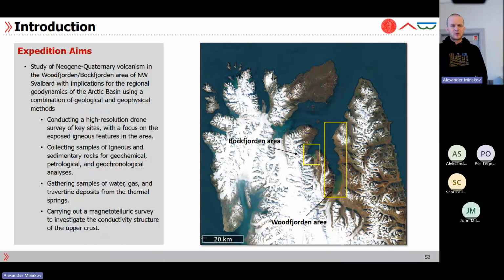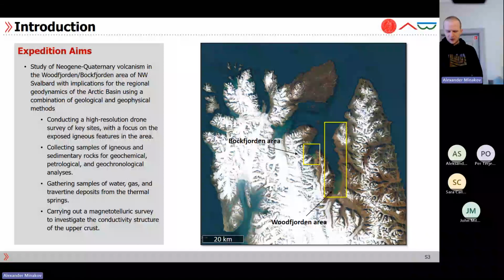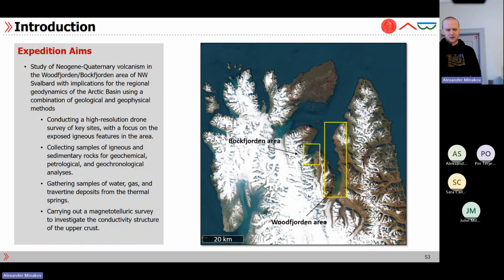Altogether, we also made an extensive collection of samples, both of igneous and sedimentary host rocks, for various analyses: geochemical, petrological, and geochronology. And Horst was focusing on gathering samples of water and gas, which he will show in the next talk. And Sasha, as he already showed in the previous talk, carried out a magnetotelluric survey.